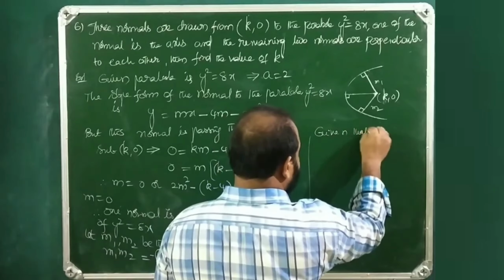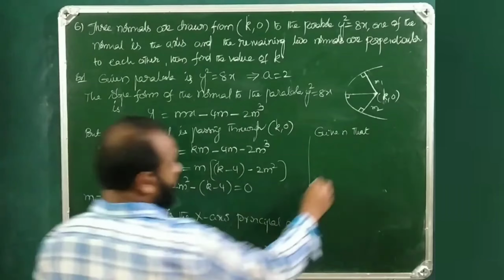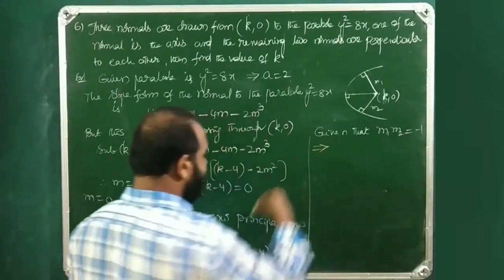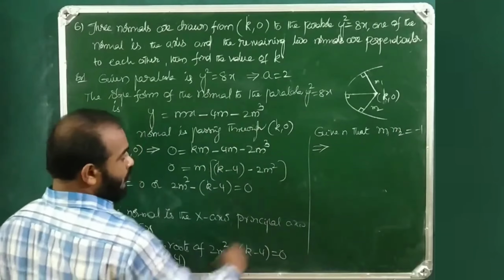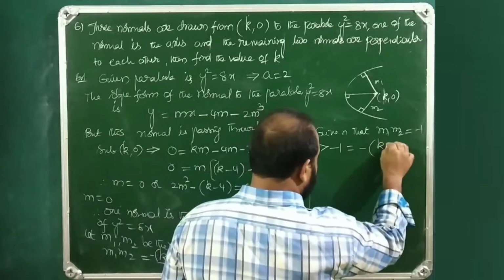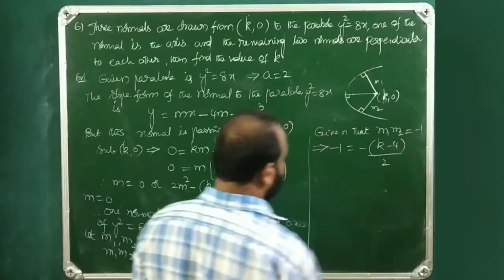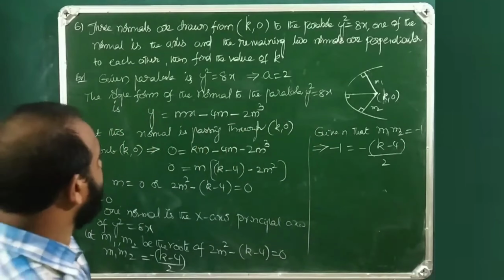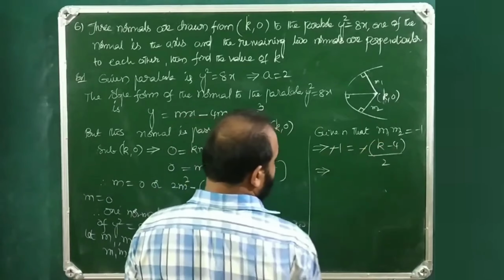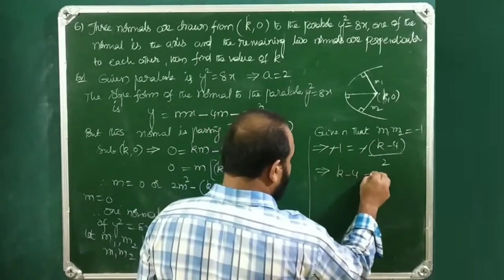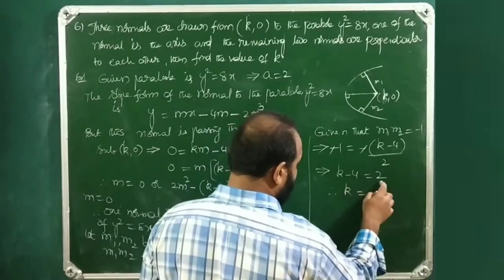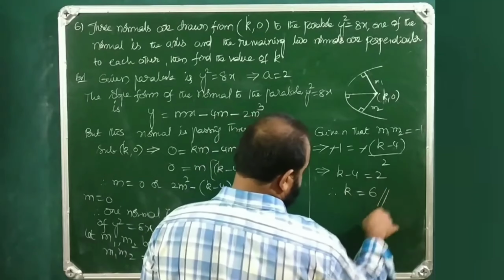m1 m2 equals to minus 1. That implies m1 m2 equals to minus 1 equals to minus of k minus 4 by 2. That implies minus minus gets cancelled. K minus 4 is equals to 2. Therefore, k is equals to 2 plus 4 equals to 6.